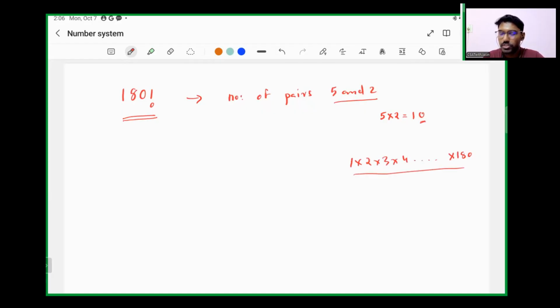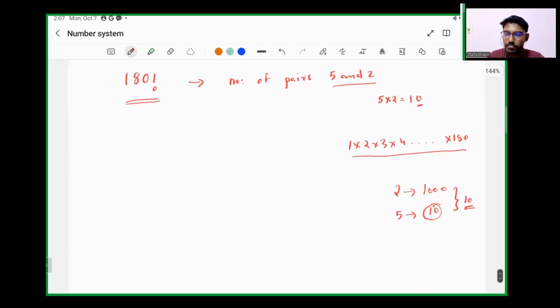So there are so many 2s in this, right? There is a 2 in 2. In 4 there are two 2s. In 6, in 8, in 10, in so many numbers there are 2s. So I told you that we just need to count the number of 5s. Because if you have 1,000 2s but only 10 5s, then if you take pairs of 5 and 2, the minimum will come, which is 10 pairs. So we just need to count how many 5s are there in 180 factorial.